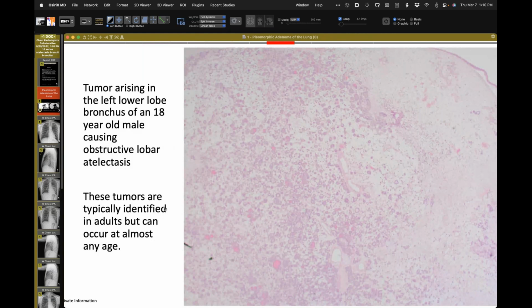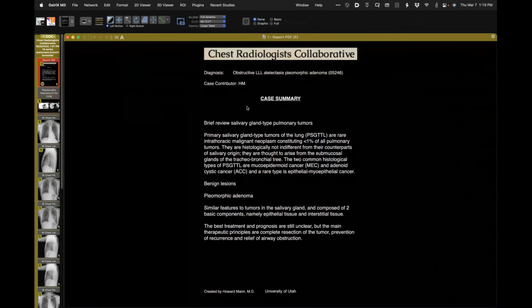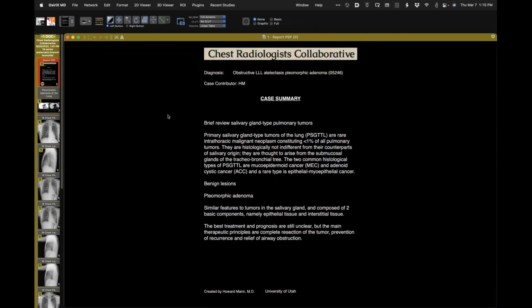Typically identified in adults, can occur at any age, and apparently the findings are pretty typical for a pathologist. There's a ductal component with spindle myoepithelial cells in a chondromyxoid stroma, just like the salivary gland counterparts. And here is the overlying respiratory mucosa of the bronchus. So just a very brief review of salivary gland tumors. They may be malignant and may be benign. And among the benign lesions, the pleomorphic adenoma is a likely explanation right there. All right.